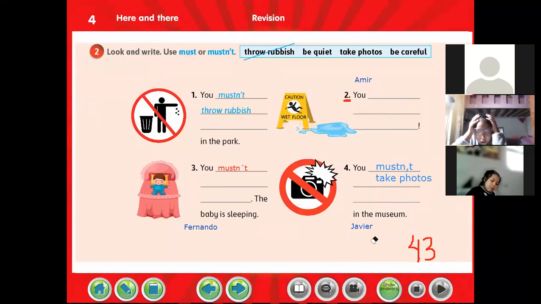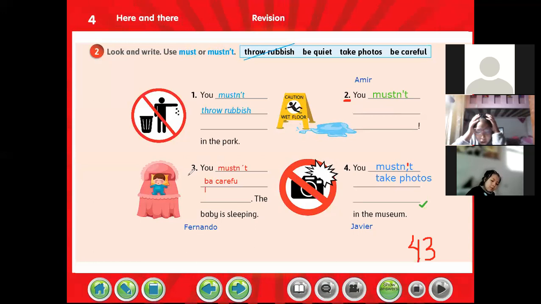Profesor, ¿puedo volver a hacer? Yes, go. One more time. Javier, please, number four. You must take photos in the museum. Thank you, Javier. Yeah, this is good. Only this symbol, no, Javier? Maybe on your computer it's not, but the symbol is here, no? It's up. Yeah, but it's good. You mustn't take photos.